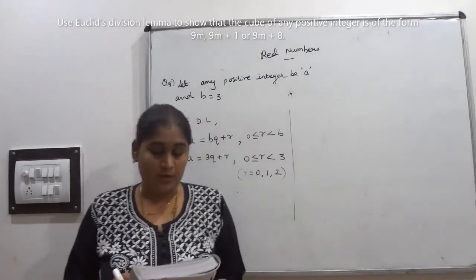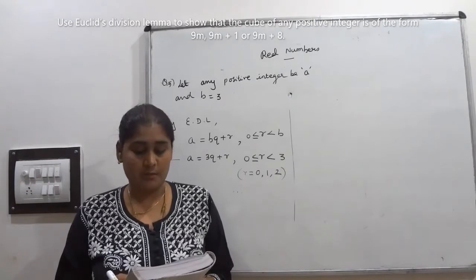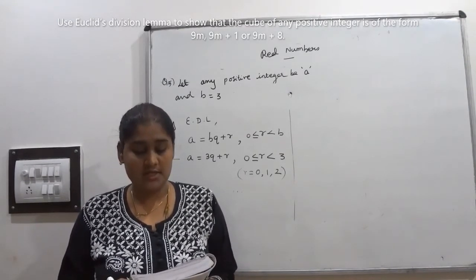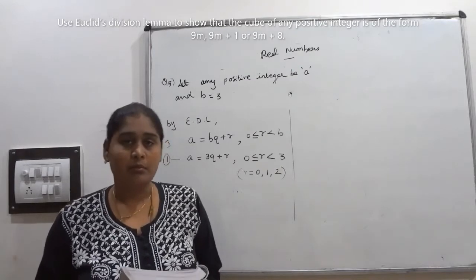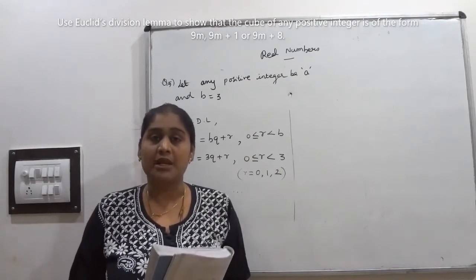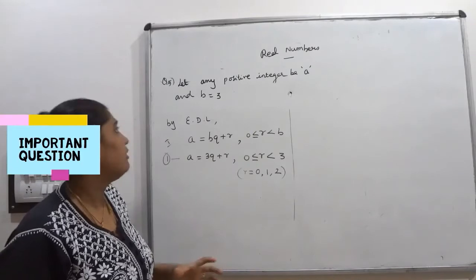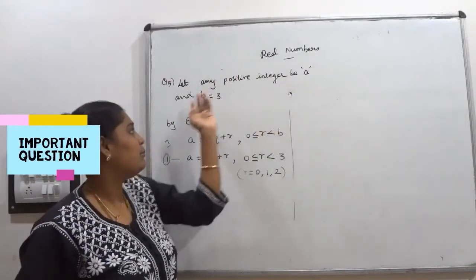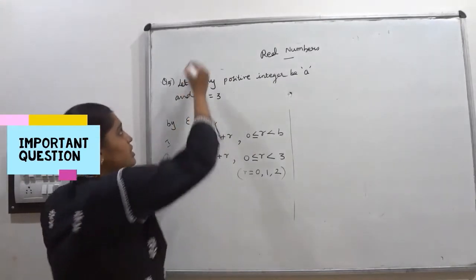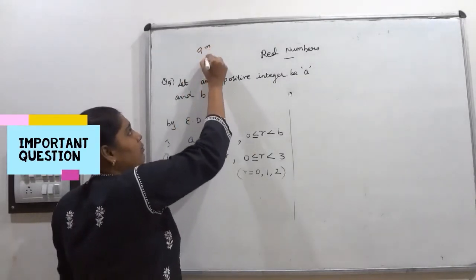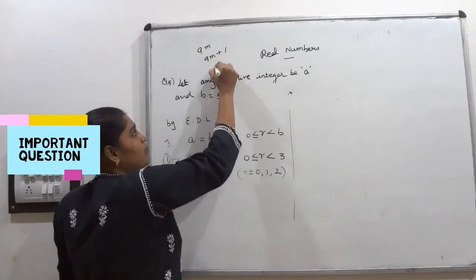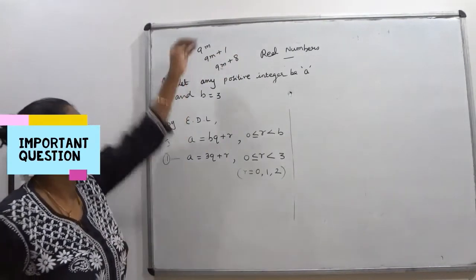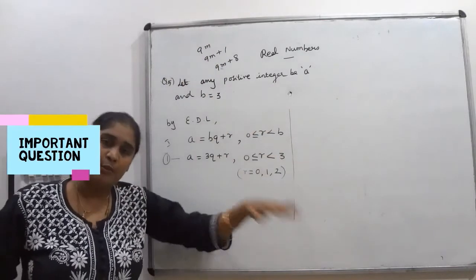Question number 5. Use Euclid's division lemma to show that the cube of any positive integer is in the form of 9m, 9m plus 1 or 9m plus 8. See here in this question, let any positive integer be a. I have taken b equal to 3. Here in the question it is given to you, you have to prove 9m, 9m plus 1 or 9m plus 8. Here in this case, you can take b equal to 9 also, you will get the same proof only.